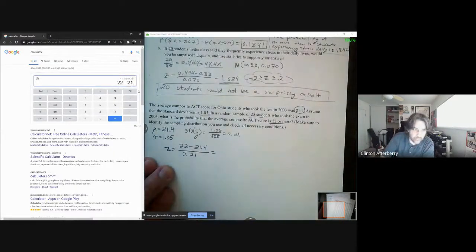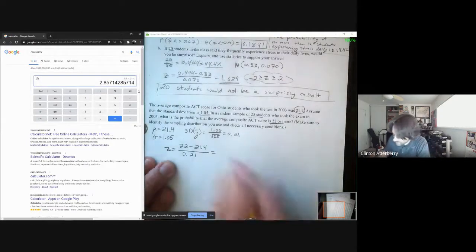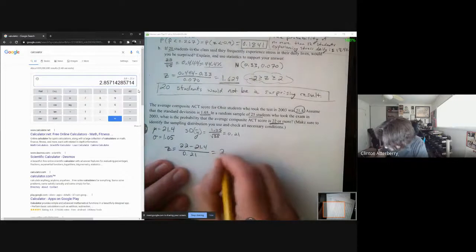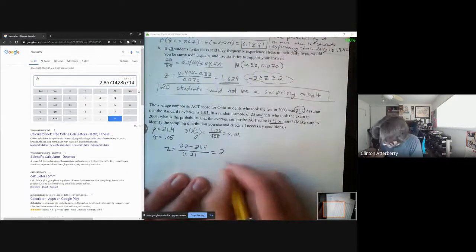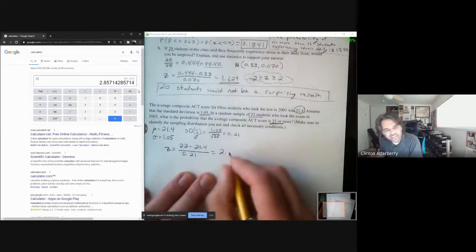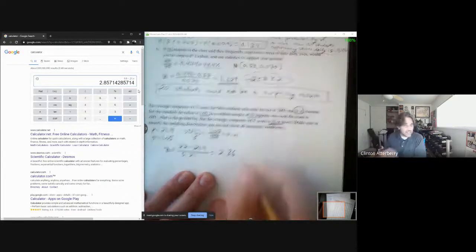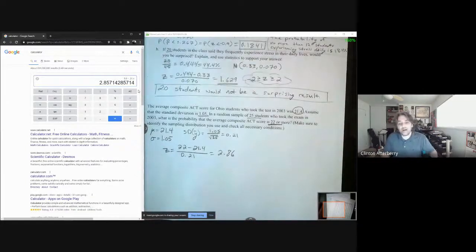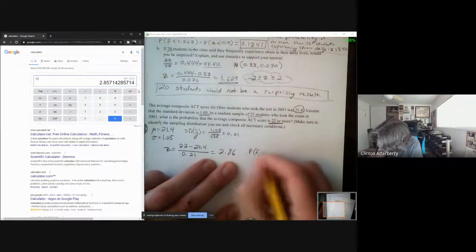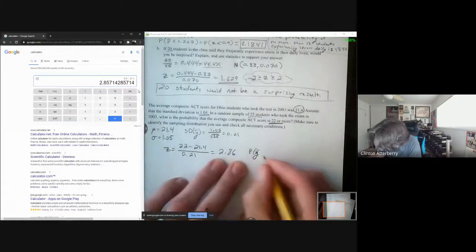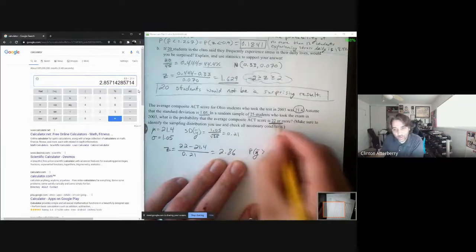Let's calculate that. 22, take away 21.4, divide that by 0.21. Make sure you're using order of operations, please. We get a z-value of 2.857. I'm going to go ahead and just make that 2.86, because on my z-table it's usually only two decimal places. So the probability of having, I should use a y-bar, your y-bar greater than 22 or more.